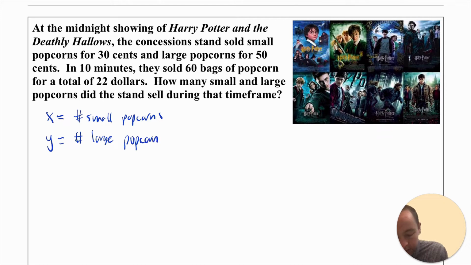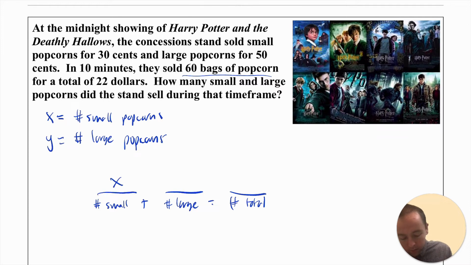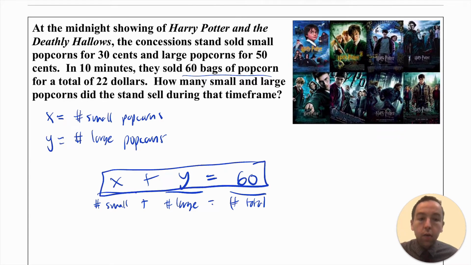And so we'll want to establish some relationship or relationships to help us solve this. So we do know that there were 60 total bags of popcorn sold. And so that would be the total of small and larges that were sold. So generally, the number of small plus the number of large is going to equal the number total that were sold. We know that that's really going to be X plus Y, because X stands for the number of small and Y stands for the number of large, and then that should equal the number total, which we actually do know happens to be 60. So that equation right there gives us a true relationship based on what we're seeing.